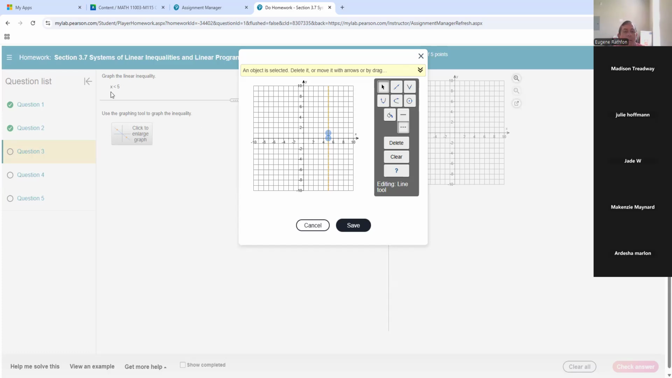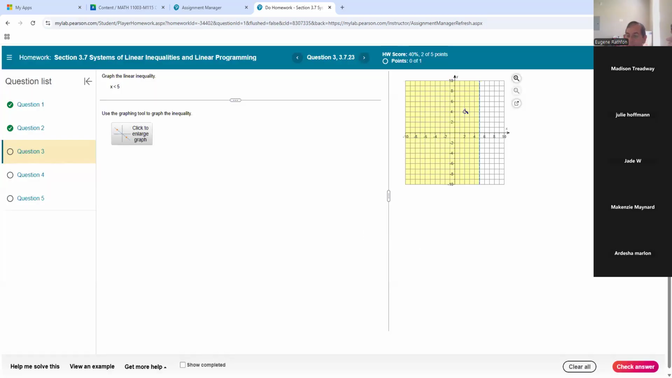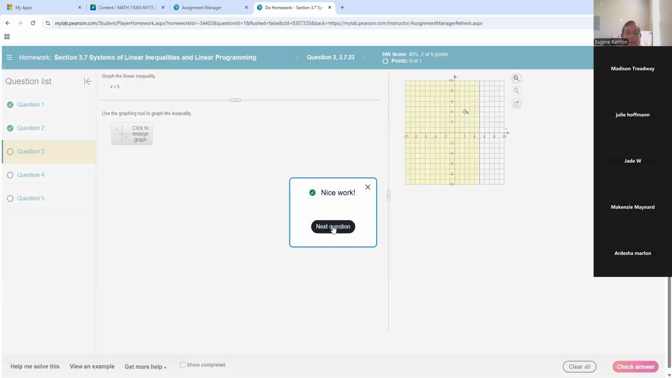Alrighty, so it was pointing left, it's less than, and we said less than shades left. So you would grab that paint can, come over to the left side of that dashed line and click enter. So what this means is any of these x values that are shaded are going to be less than the x value of 5. Okay? So then you would save that and check your answer.